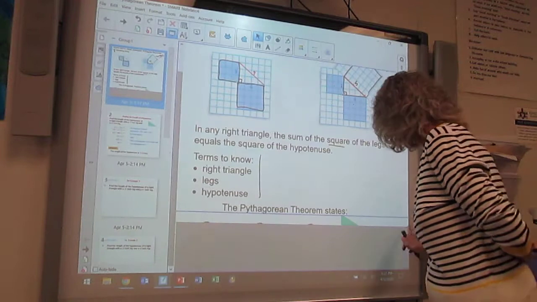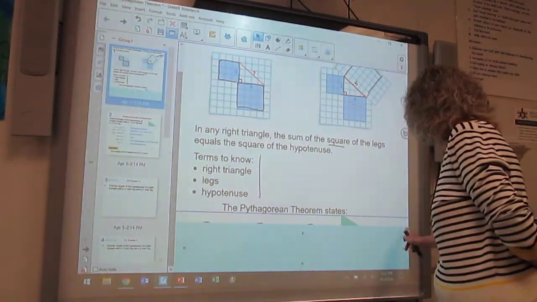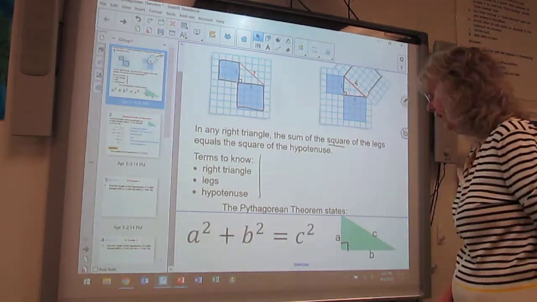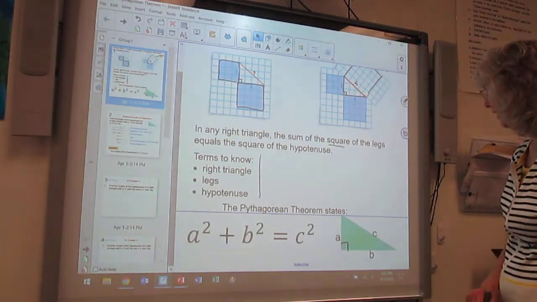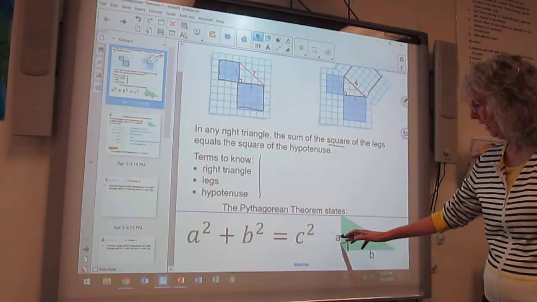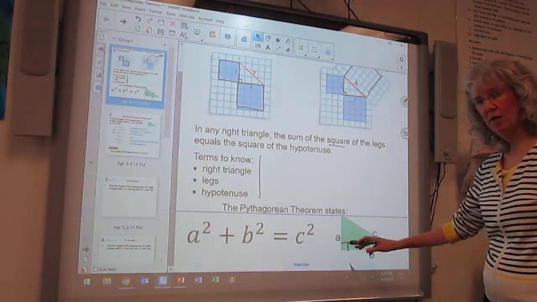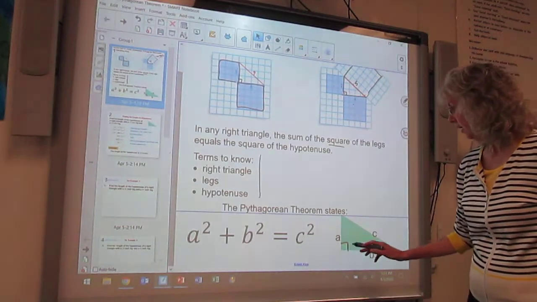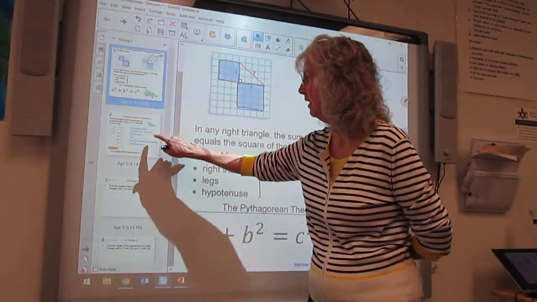So the Pythagorean theorem states, in a formula way, a squared plus b squared equals c squared. A and b, lowercase, are always our legs. C is the hypotenuse. Now let's put it to use.